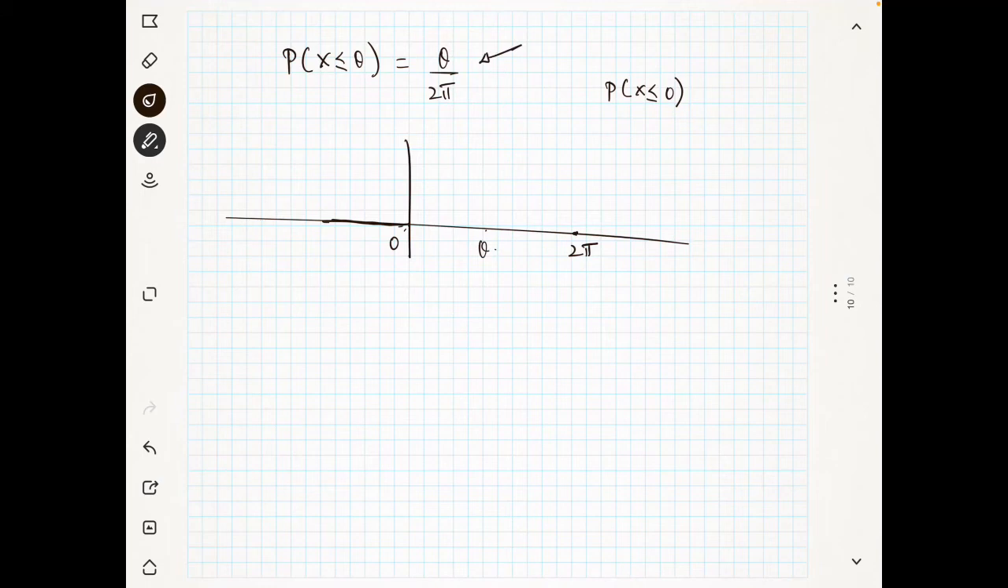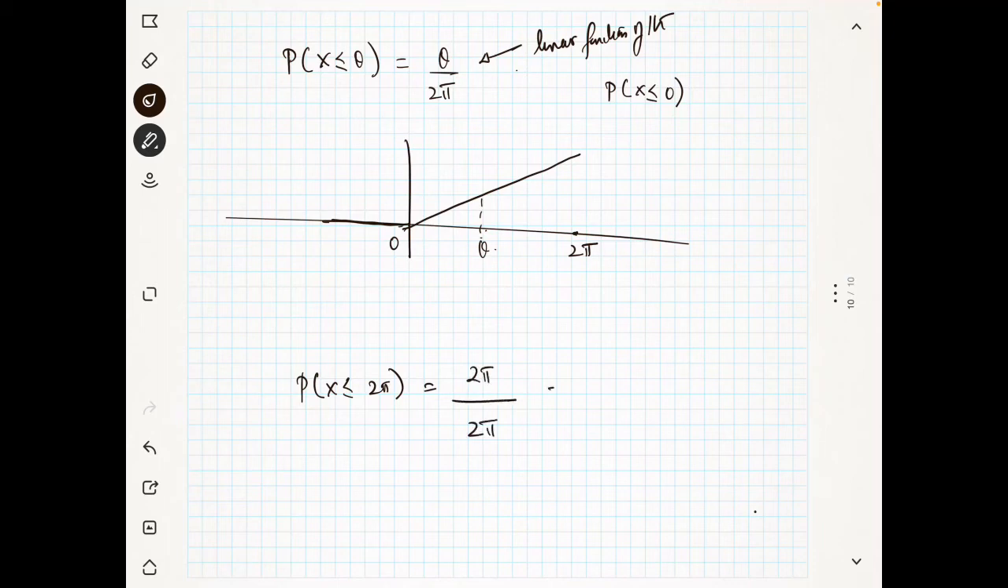That means it is directly proportional to theta, or it is a linear function. You can see it is a linear function of theta. Then when it reaches 2 pi, the probability that x is less than or equal to 2 pi is nothing but substituting 2 pi for theta, divided by 2 pi. So it is nothing but 1. So at 2 pi it becomes 1, and after that it's always 1.